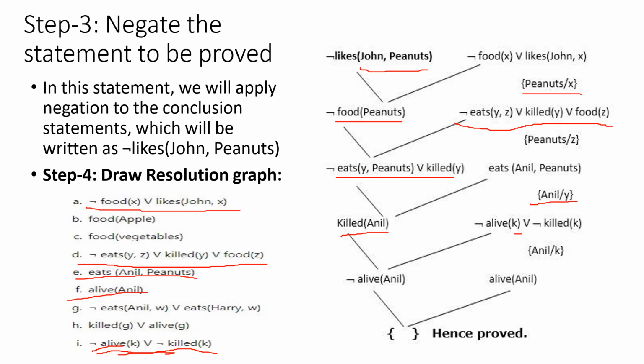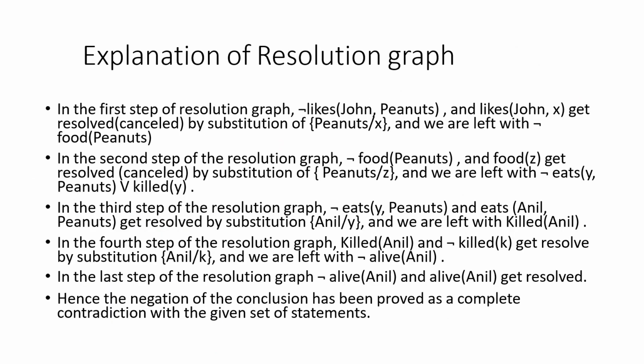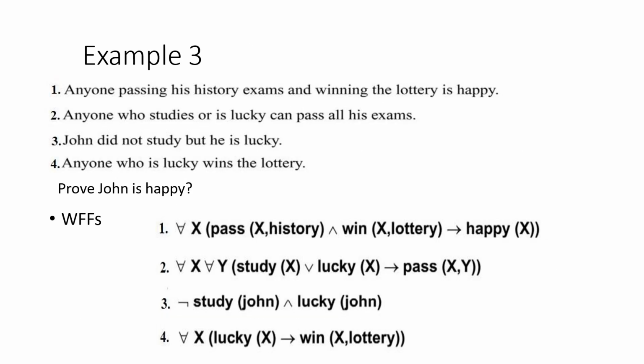So an empty clause means whatever our assumption was, that is wrong. So not likes John comma peanut is wrong. That means John likes peanut, so it is true. This is the explanation of the resolution graph. We have already discussed this. Here we can consider the next example.